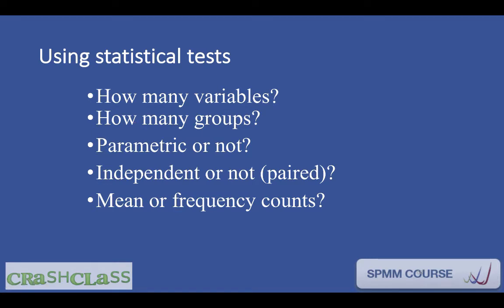Let's take the example of this webinar. Let's say there are males and females attending this webinar, and I'm interested in the average age of males and females here. I'm going to compare the average age of males with the average age of females. So how many variables am I interested in? I'm only interested in 1 variable. That's age. As simple as that.